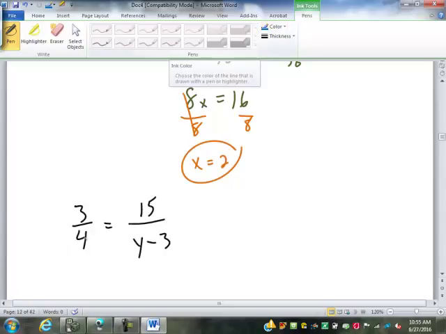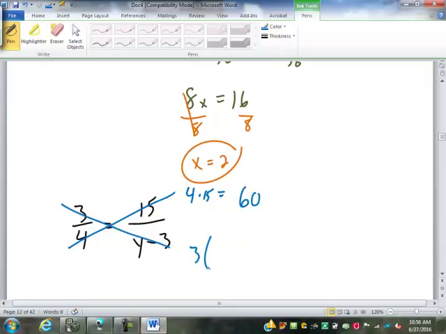Okay, so you do 4 times 15, which is 60. Then you do the 3 times y minus 3. So 3 times y minus 3, which is 3y minus 9. Good. Anybody want me to go back and show you how to do that? Yeah? Okay. So you got to do the 3 times y is 3y. And then 3 times negative 3 is negative 9, or minus 9.